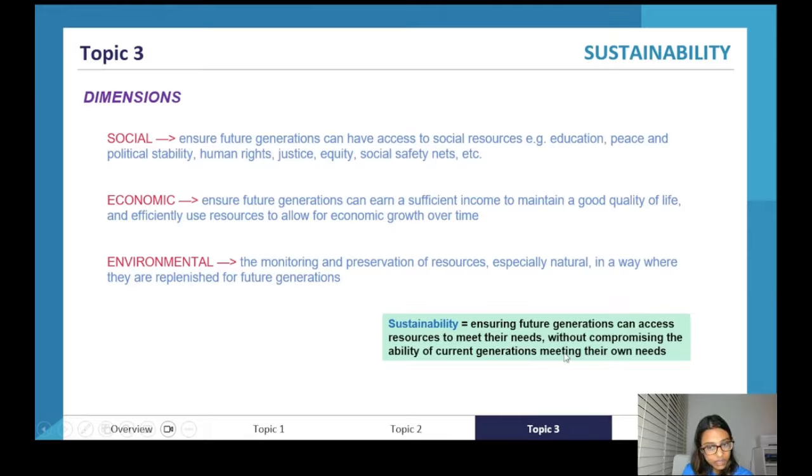But the key to sustainability is the definition down here, in the light blue text box. Very important information in the light blue boxes. Sustainability is ensuring future generations can access resources to meet their needs without compromising the ability of current generations to meet their own needs. So we want health, and we want our kids and future generations to also have health. We need to make sure they can access health resources and meet their own needs without compromising our own ability to access those same resources to meet our own positive health outcomes as well.